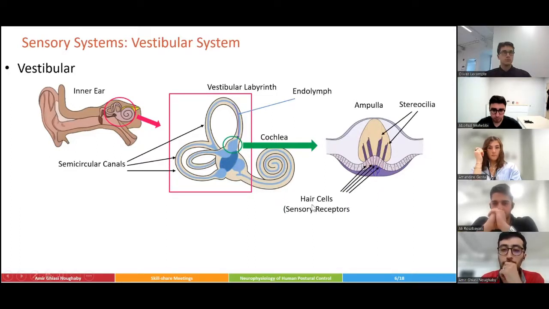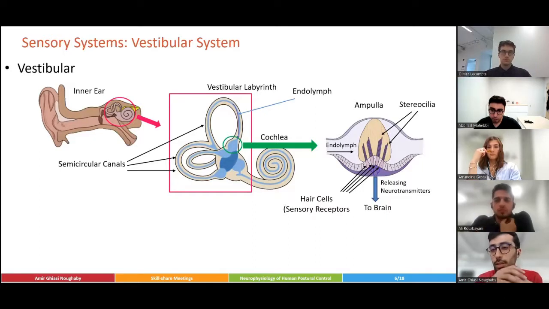First, the sensory receptors called hair cells. At the top of the hair cells, we have the cilia, that when the endolymph is moving, it generates some movement in the hair of these hair cells and provides information that we have a movement in this direction in this plane. And after moving the cilia, the neurotransmitters are released and go to the brain.